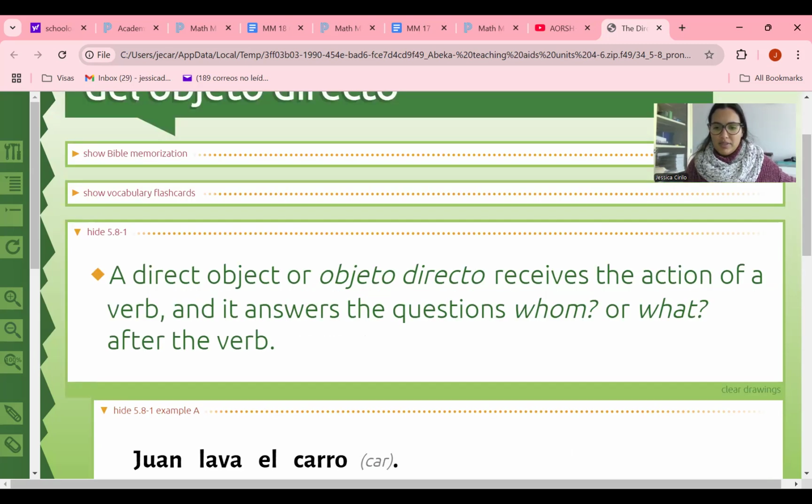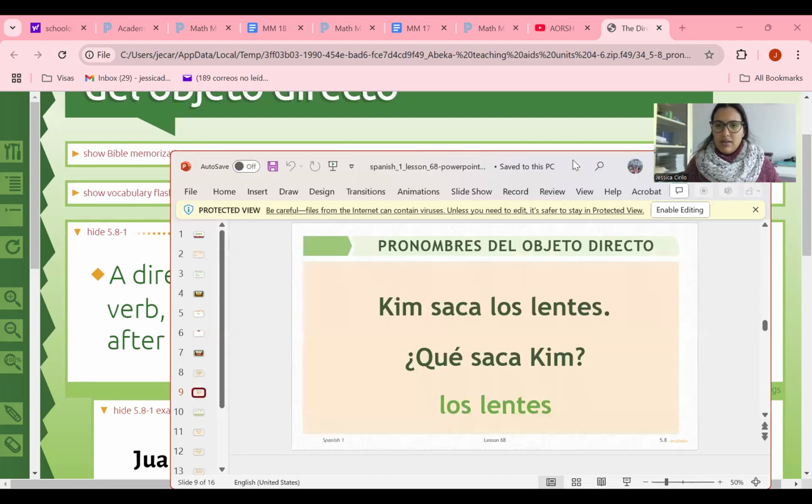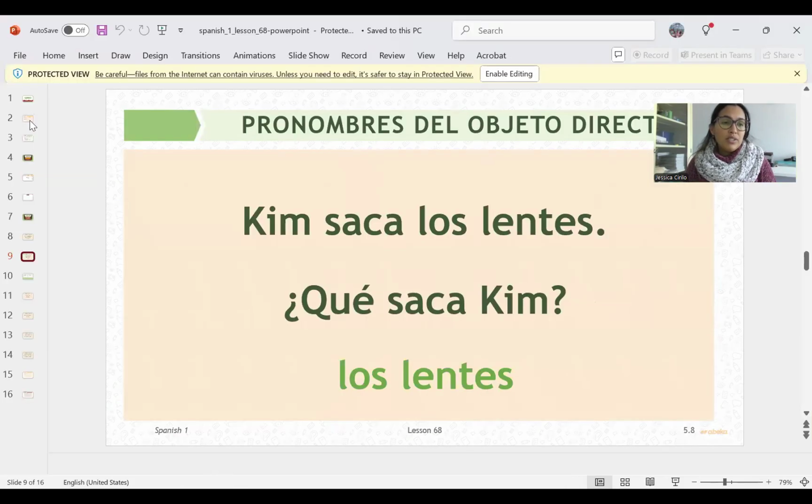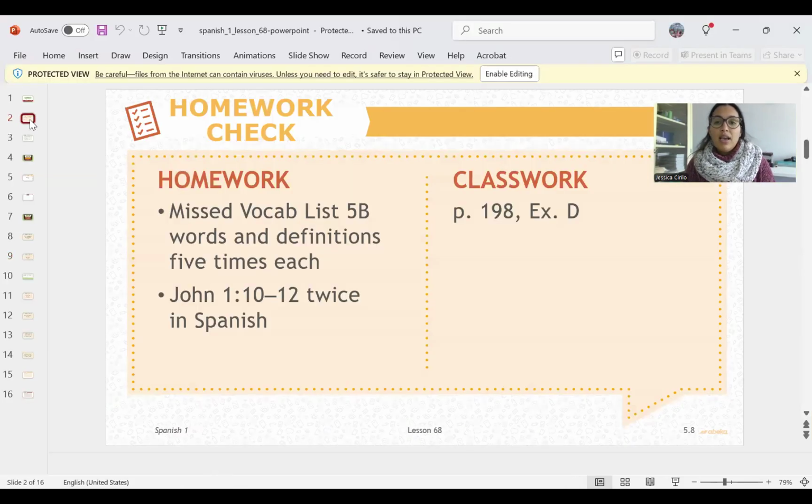So let me see over here. I don't want to get ahead of the lesson. So before we jump into section 5.8, go to page 198 and work on exercise D for a couple minutes. On that one, you just have to complete the following table, okay?